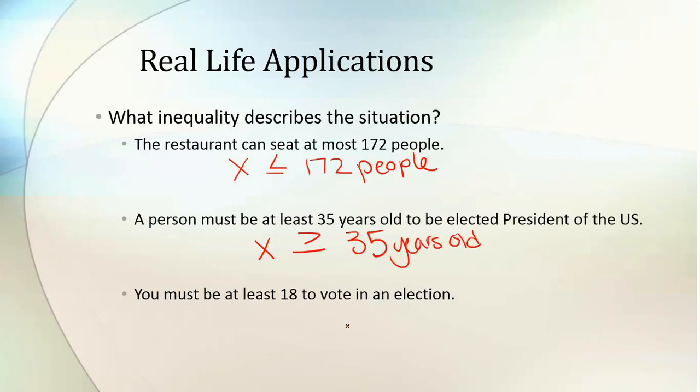Let's try the last one. You must be at least 18 to vote in an election. So I got x and I got 18. At least. So that means you can't be 15, right? So x has to be greater than, and you can also be 18 to vote, so equal to. x is greater than or equal to 18 years old.